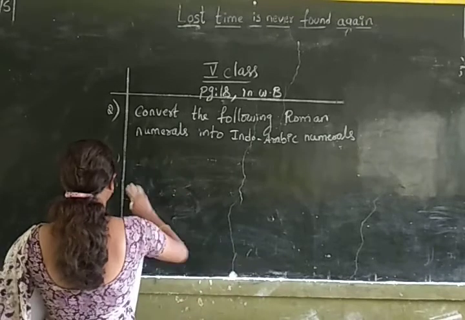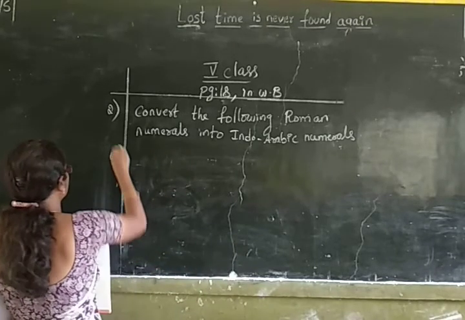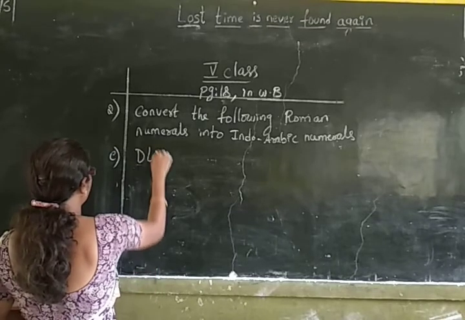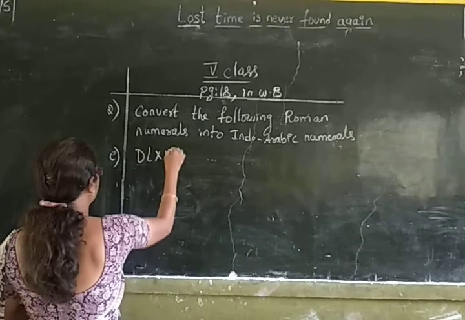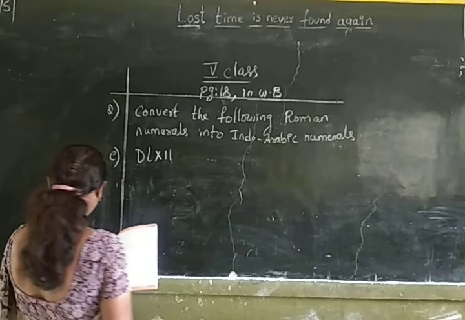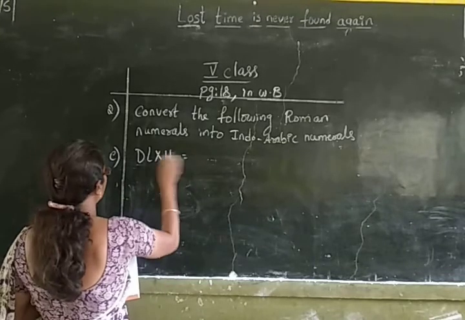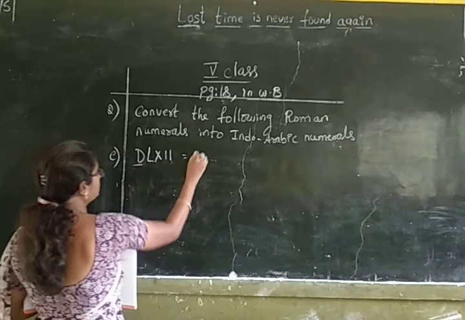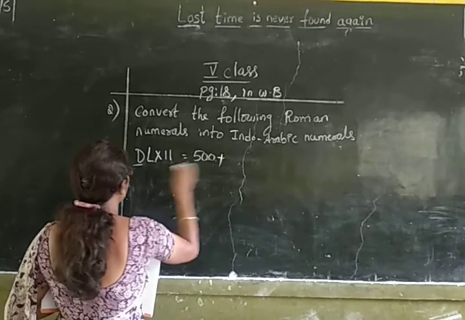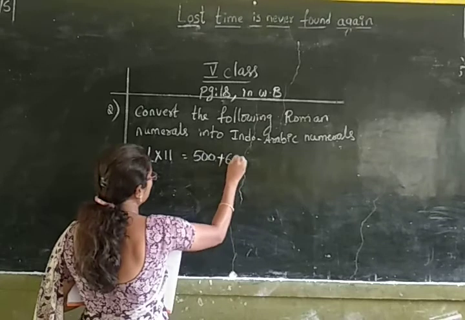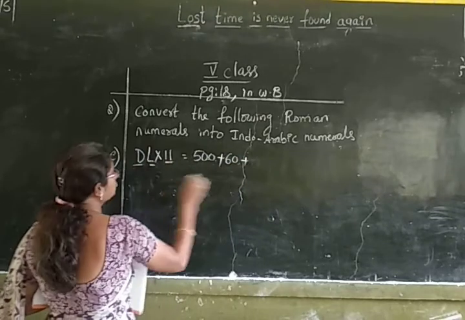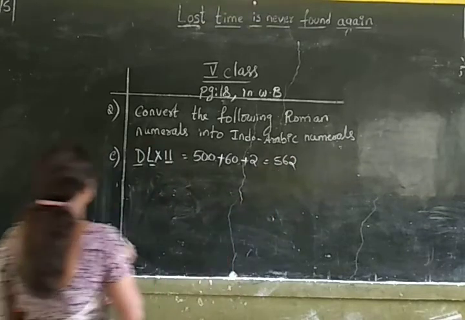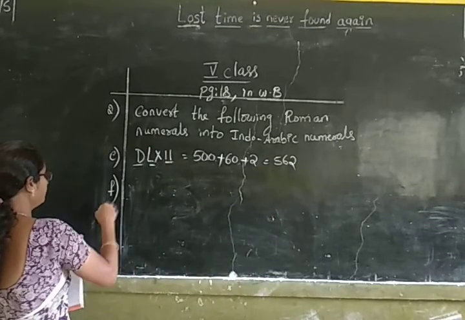Now let us do E sum. DLXII. Okay. You all know that D means 500, LX means 60, II means 2. So 562. Now let us do F sum.